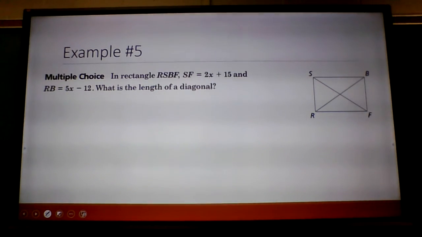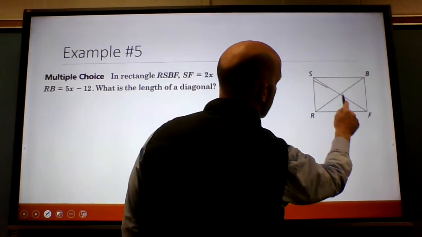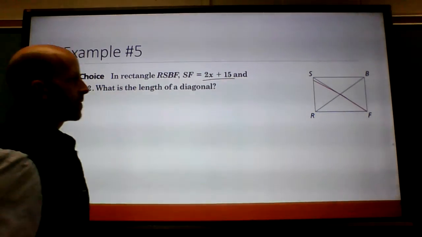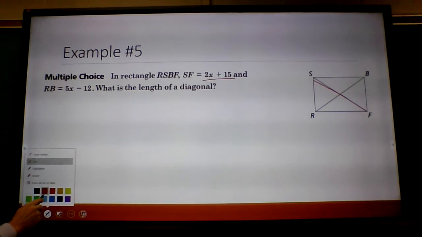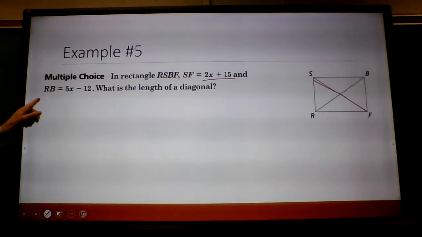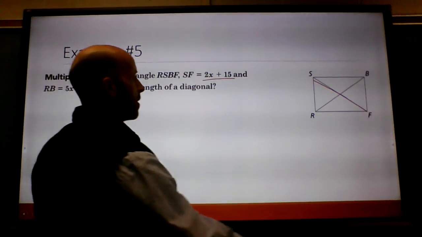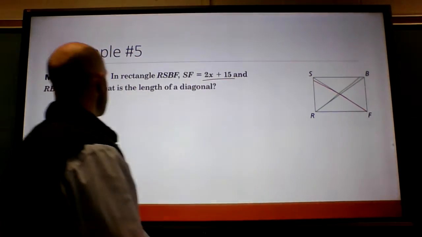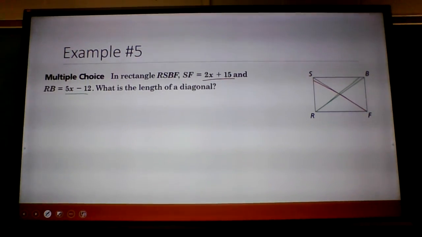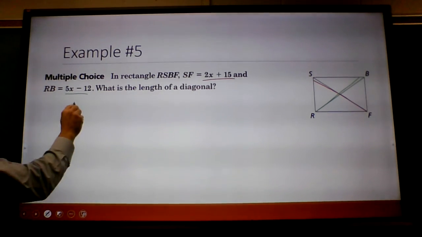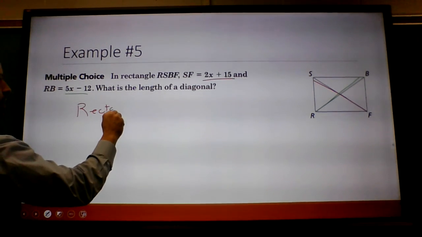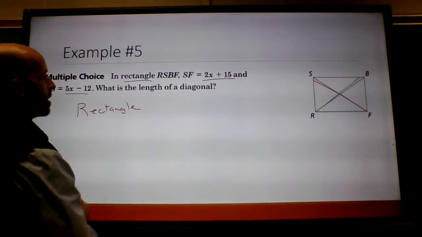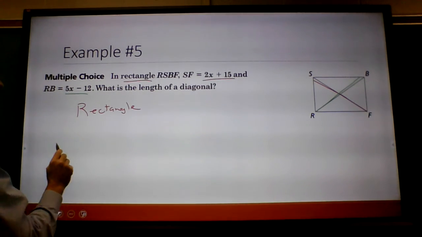So let's look at example 5. It says in rectangle RSBF, SF is equal to 2x plus 15. That's this right here. This length right here is 2x plus 15. And then it says that RB is 5x plus 12. So this right here is 5x plus 12. Well, since this is a rectangle, and the reason we know it's a rectangle is because they tell us it's a rectangle, we know the diagonals are equal.